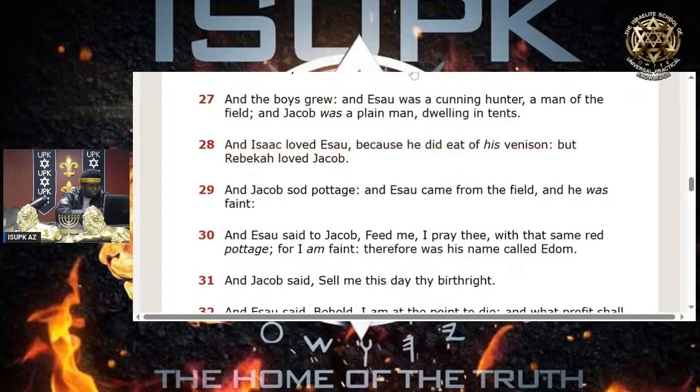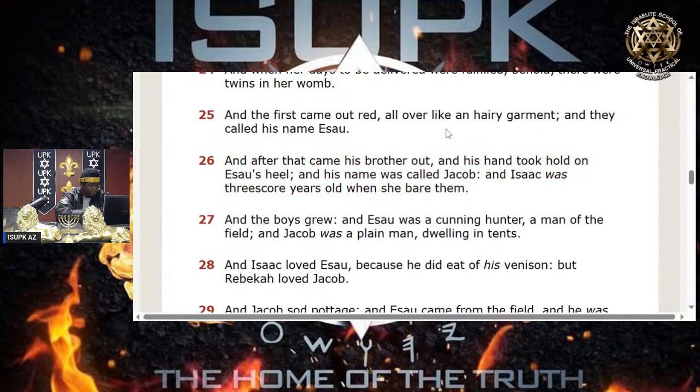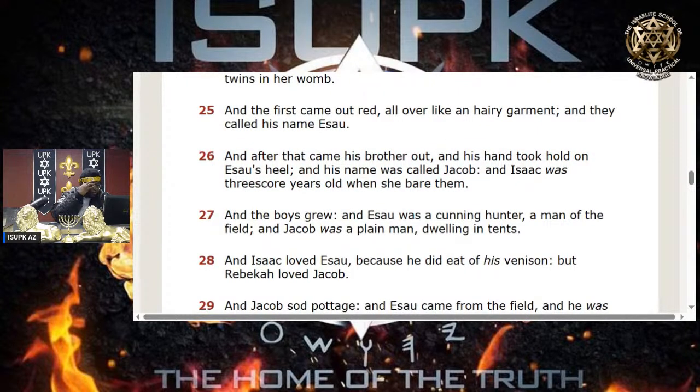We'll scroll down some more. This is how you know who Esau is, based off who he is and what he does as a people, because the Bible said these would be two different manner of people, Jacob and Esau. After that came out his brother, and his hand took hold on Esau's heel, and his name was called Jacob. And Isaac was 60 years old when she bare them. If you know what a score is, a score means 20.